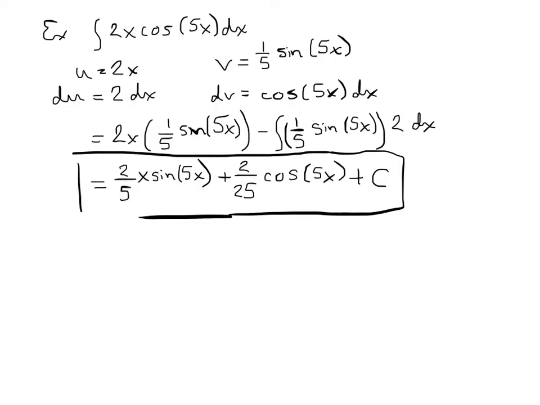Okay, so there's our first example of integration by parts. Here's a second example. I want to find the integral of x squared times, well, let's do that cosine of 5x again.